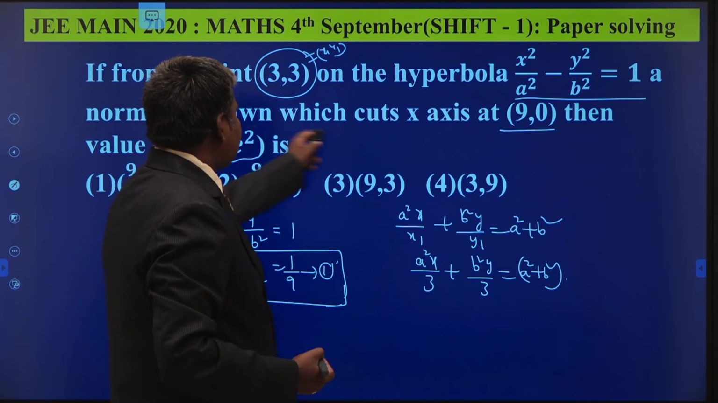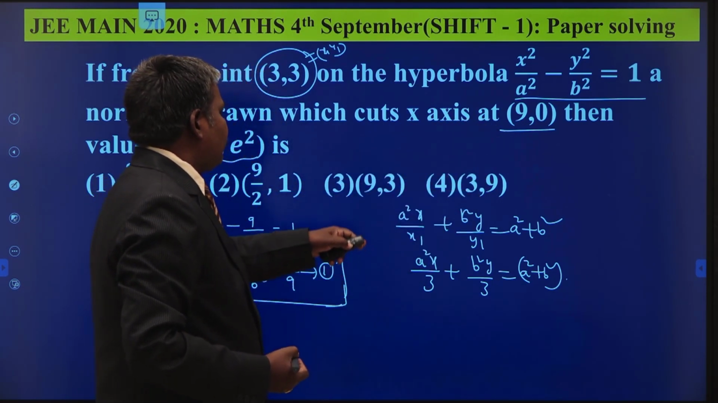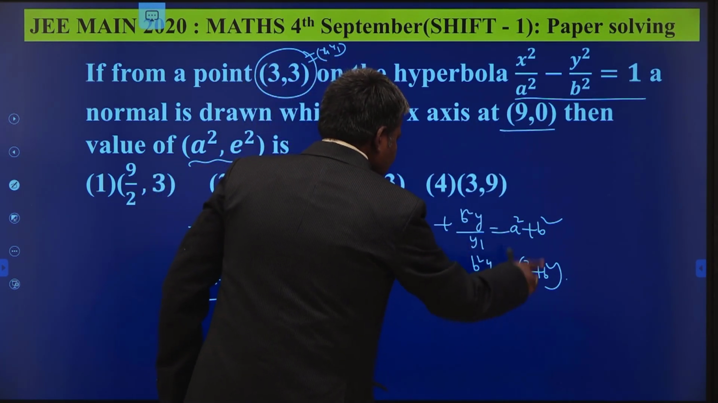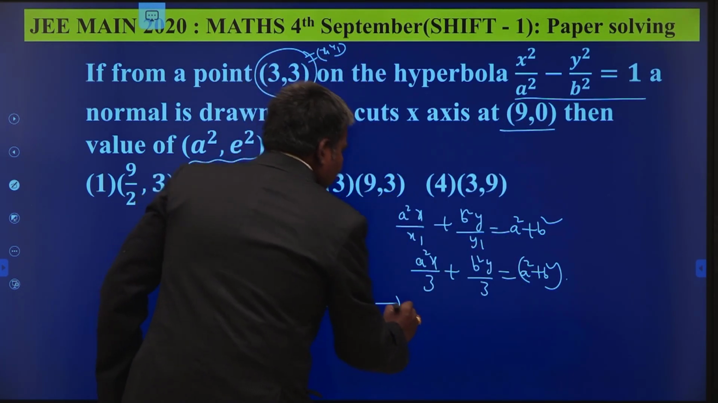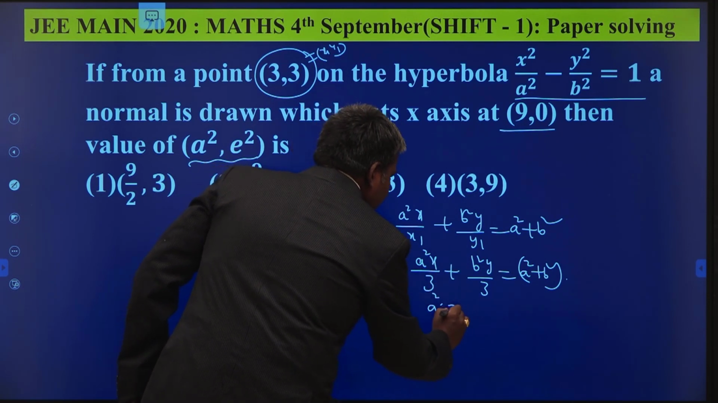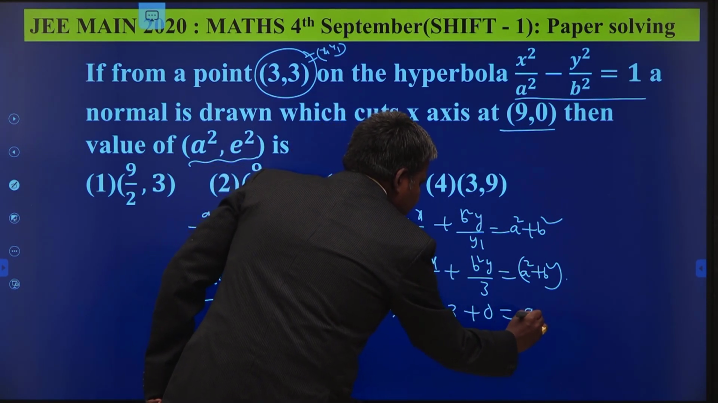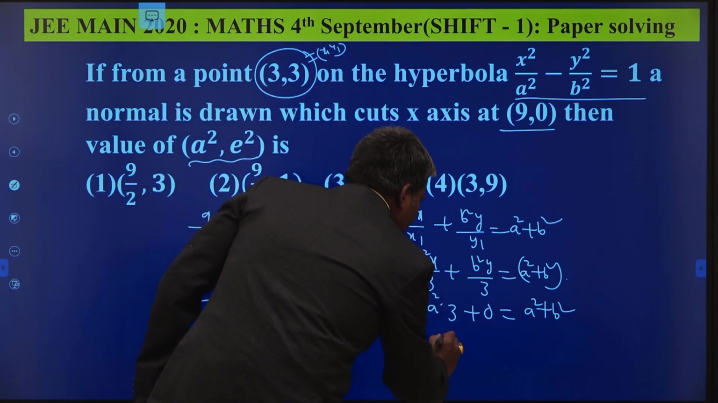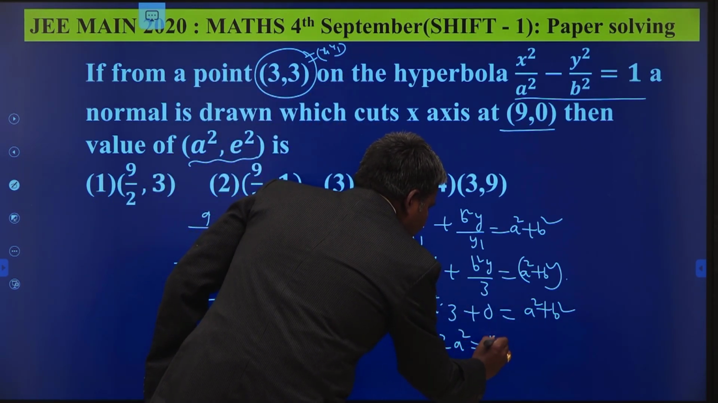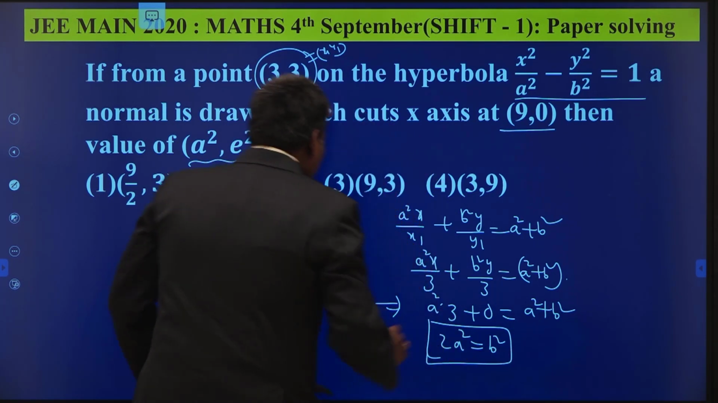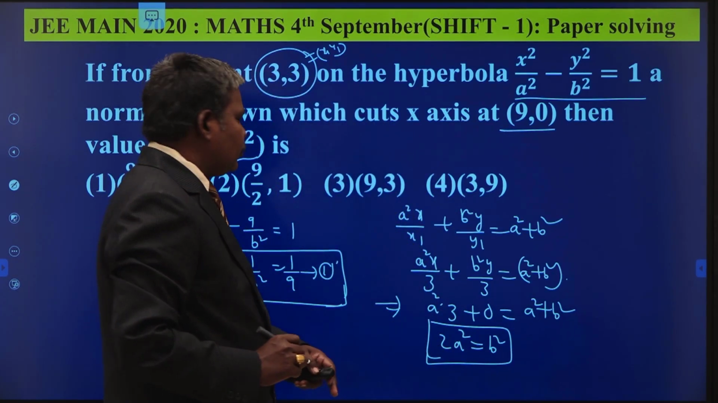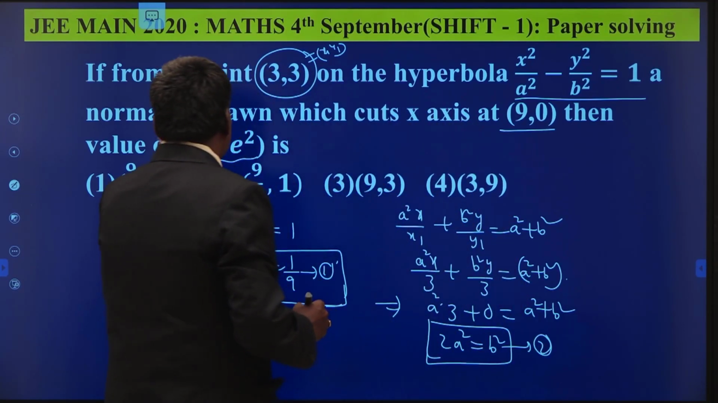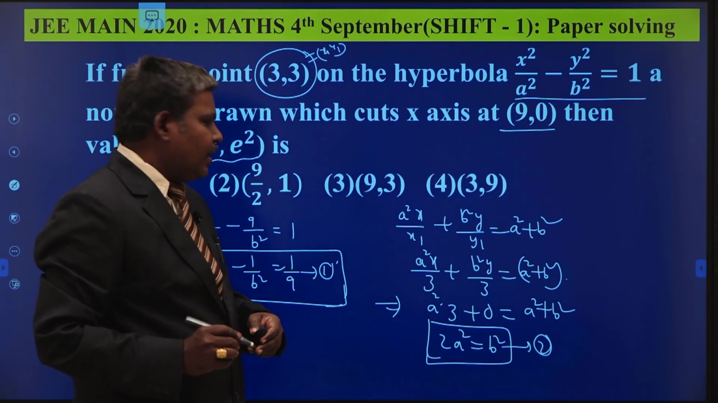Now it intersects the x-axis at (9, 0). Put x is equal to 9, y equal to 0. So (9, 0) lies on this curve. a square into 9 by 3 plus 0 is equal to a square plus b square. 3a square minus a square, 2a square is equal to b square. From these two equations, we get a square and b square values. From that, you can easily calculate a square comma e square.